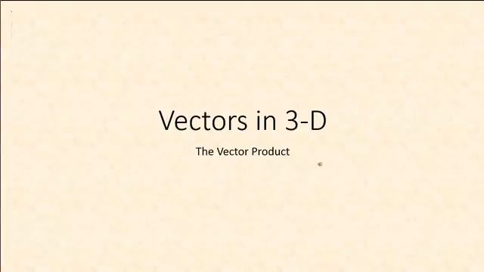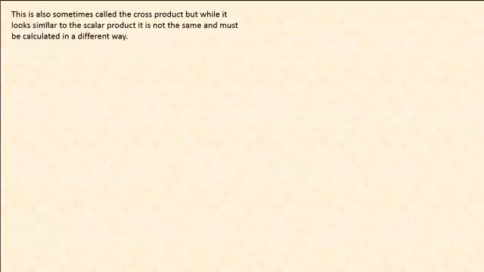The vector product. This is also sometimes called the cross product, but while it looks similar to the scalar product, it is not the same and must be calculated in a different way, and we're going to look at that here. So we write V is equal to A cross B.